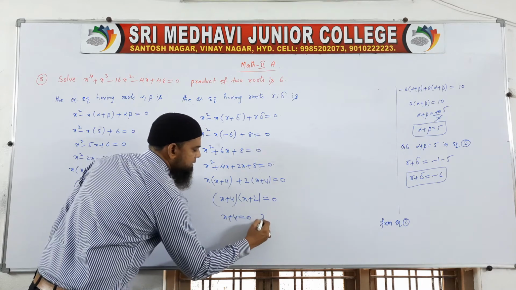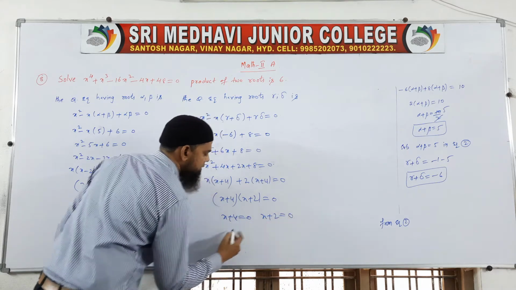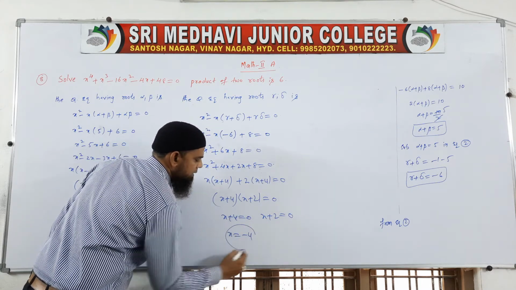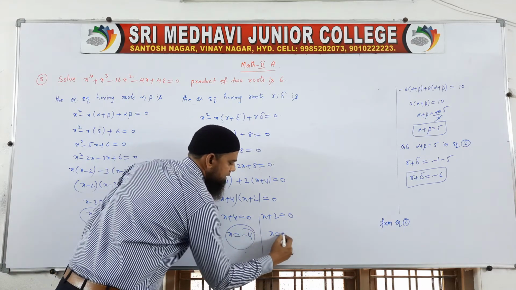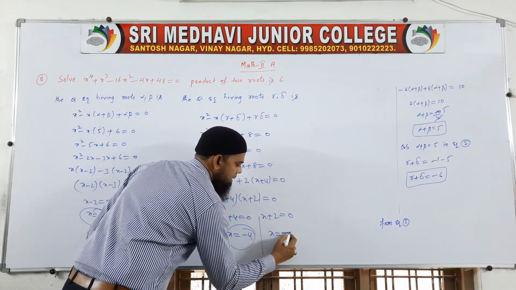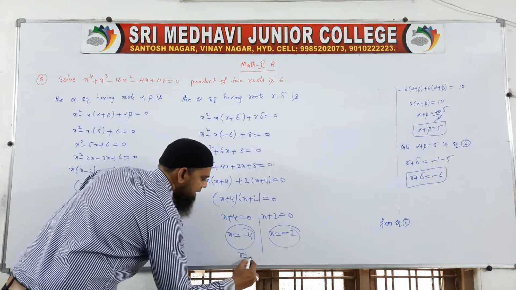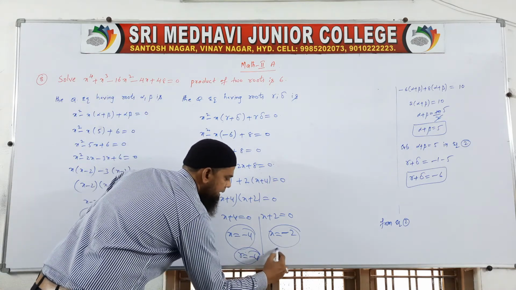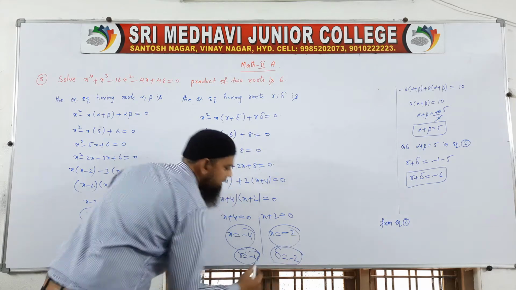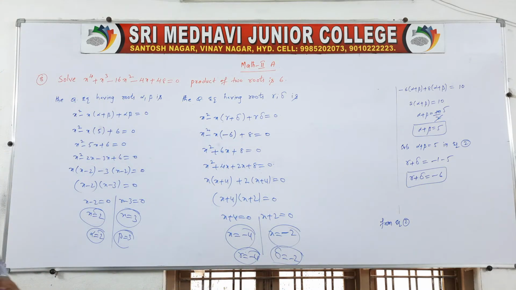X plus 4 is equal to 0. X plus 2 is equal to 0. X is equal to minus 4 and x is equal to minus 2. So one is gamma, one is delta. Gamma is equal to minus 4 and delta is equal to minus 2. So our problem is completed.